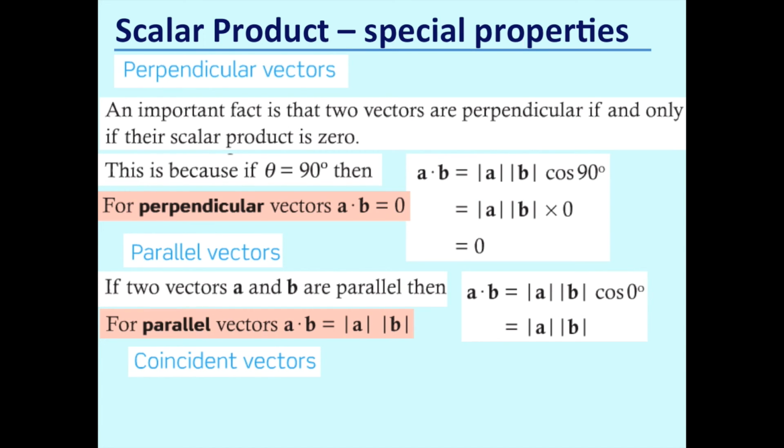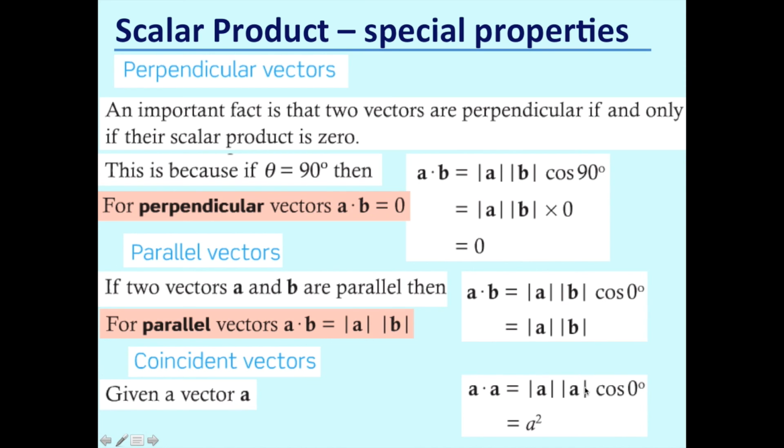Coincident vectors are vectors that lie on top of each other. For that, we know that if we were finding the dot product, it would be the magnitude of A multiplied by the magnitude of A, because it's the same vector, multiplied by cos 0 because there's no angle between them. So in the special case where we have a coincident vector, we can say that the dot product will be A squared.